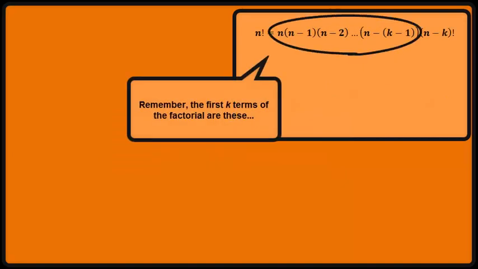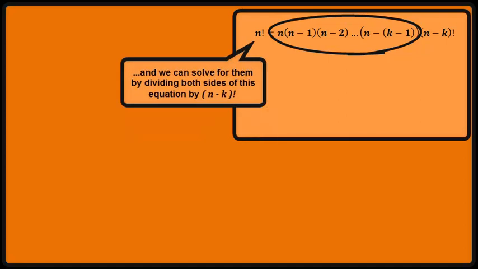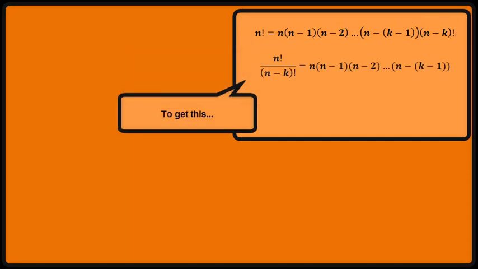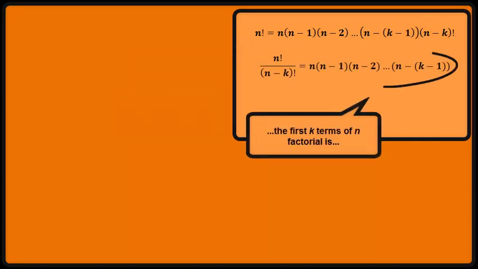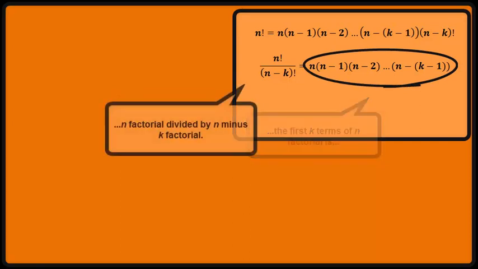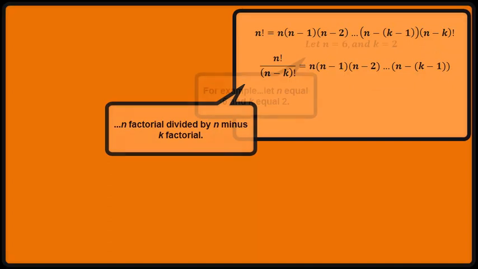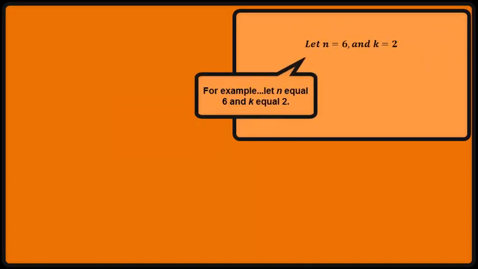Remember, the first k terms of the factorial are these, and we can solve for them by dividing both sides of this equation by n minus k factorial to get this. The first k terms of n factorial is n factorial divided by n minus k factorial. For example, let n equal 6 and k equal 2.